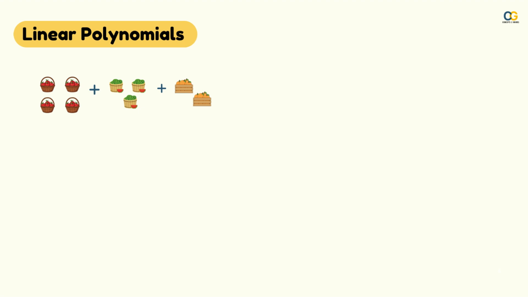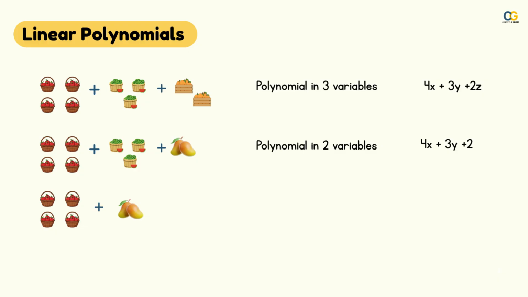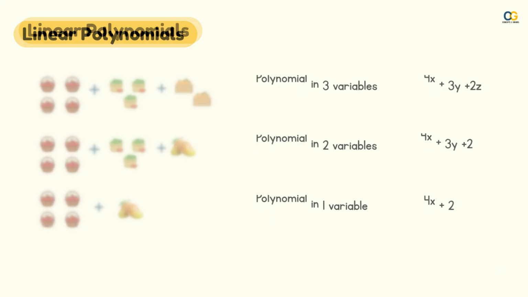Now, if in the example here, I had given 2 crates of mangoes to Ria, in which I don't know the number of mangoes and let's say that is z, then we have a polynomial in 3 variables, something like 4x plus 3y plus 2z. And in the example that we saw where it was just 2 mangoes, it is a polynomial in 2 variables, 4x plus 3y plus 2. And if there were no watermelons and I had just given 4 apple baskets and 2 mangoes, it is a polynomial in 1 variable, which is 4x plus 2. In this chapter, we will be dealing with only polynomials in 1 variable.